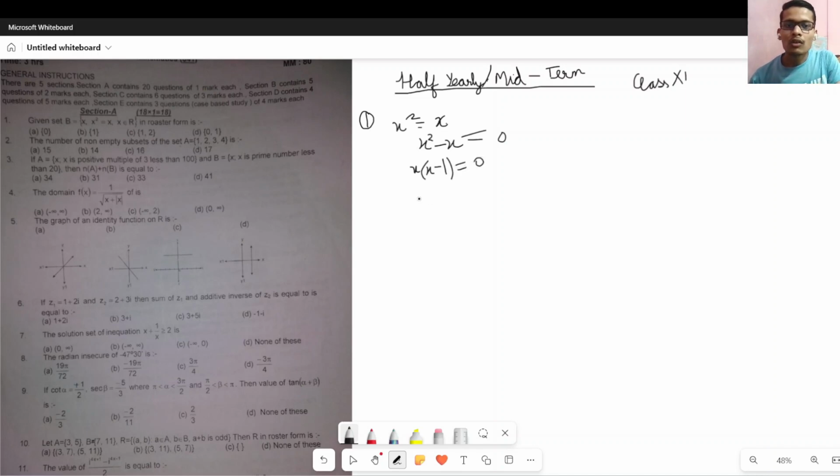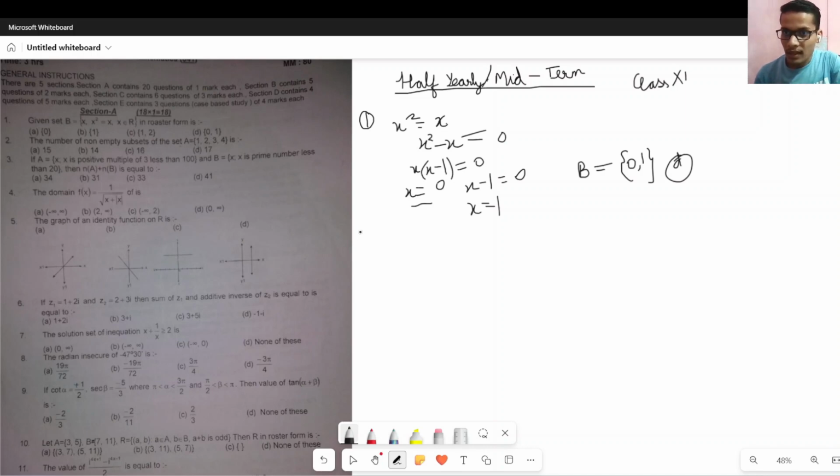Okay, so now we have two factors, that is either x will be equal to 0 or x minus 1 will be equal to 0. One value that we have got is x equal to 0, and from here we will get the value x equals 1. So these two elements will be in the set B. So we will write set B equals curly braces 0 comma 1. So this is the answer and this is option D.